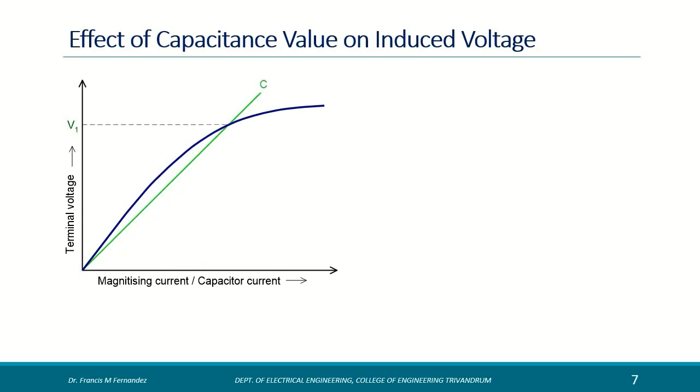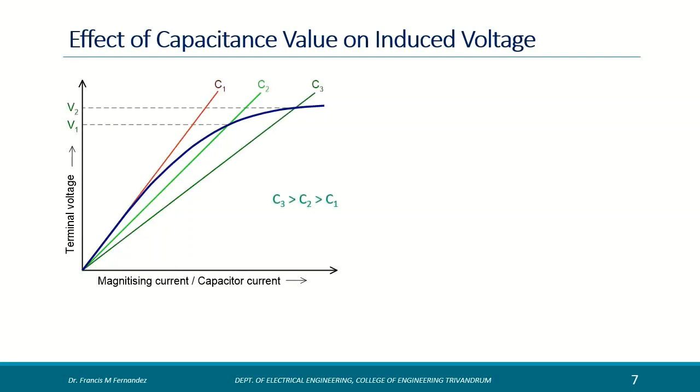The graph here shows how the magnetization properties and capacitor current are important in developing the terminal voltage of the induction generator. For a given value of capacitance value, the capacitor current increases linearly with the voltage. But the development of voltage with respect to magnetizing current is affected by the magnetic saturation. The induced voltage is decided by the meeting point of these two curves.